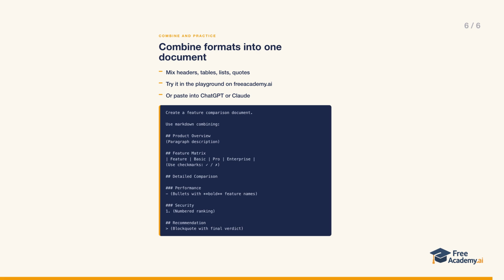Headers, tables, bullets, numbers, bold text, and a quote, all working together to make a professional, readable document ready for any platform. Now it is your turn. Try this prompt yourself right now. You can run it in the interactive prompt playground on this lesson page at FreeAcademy.ai, or paste it straight into an AI assistant like ChatGPT or Claude and see the structured markdown come back.